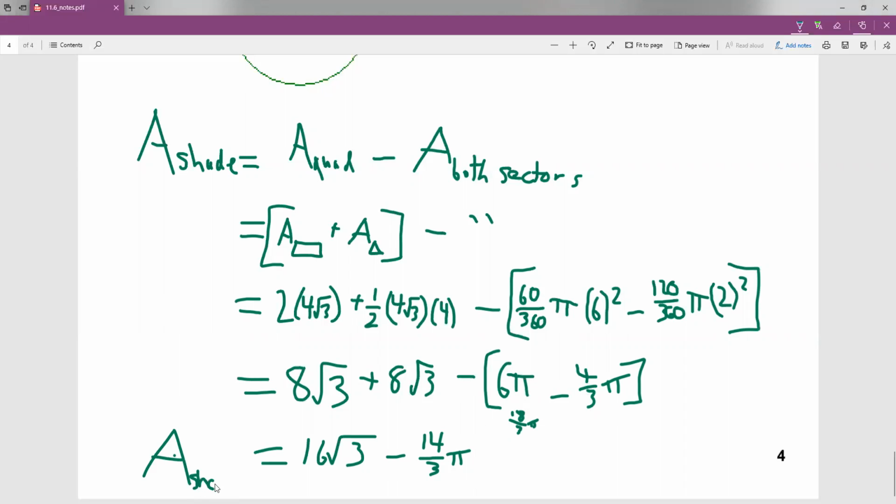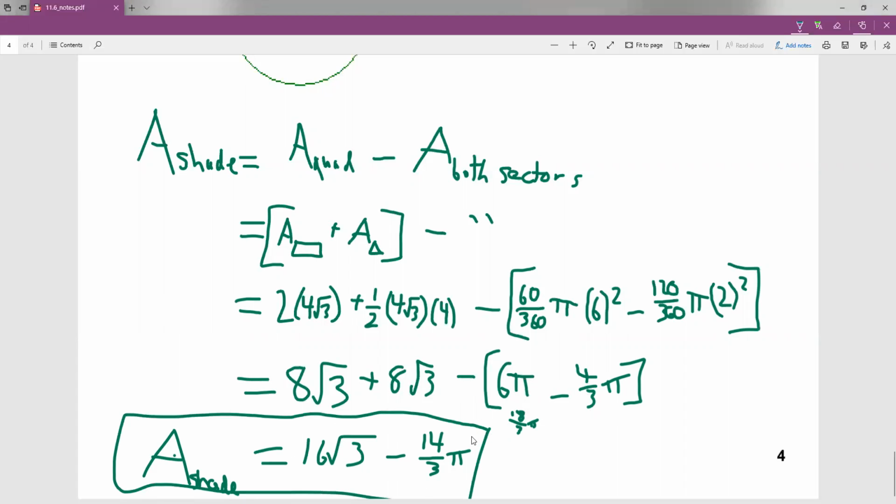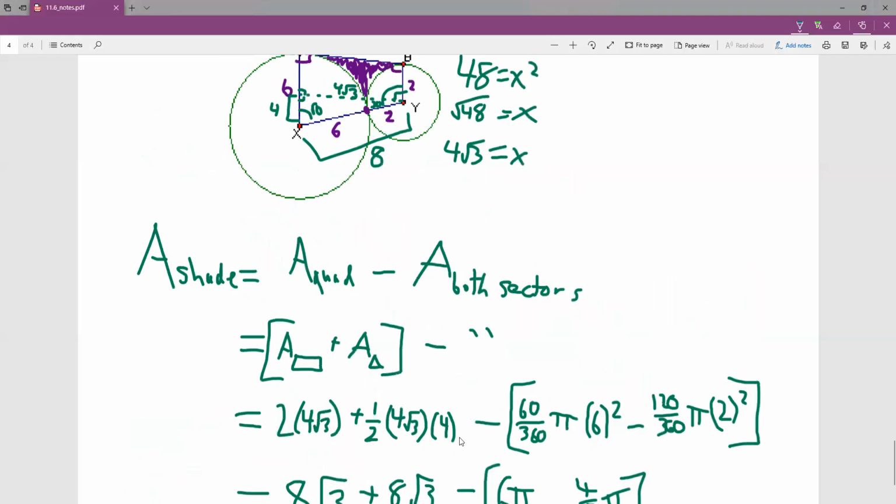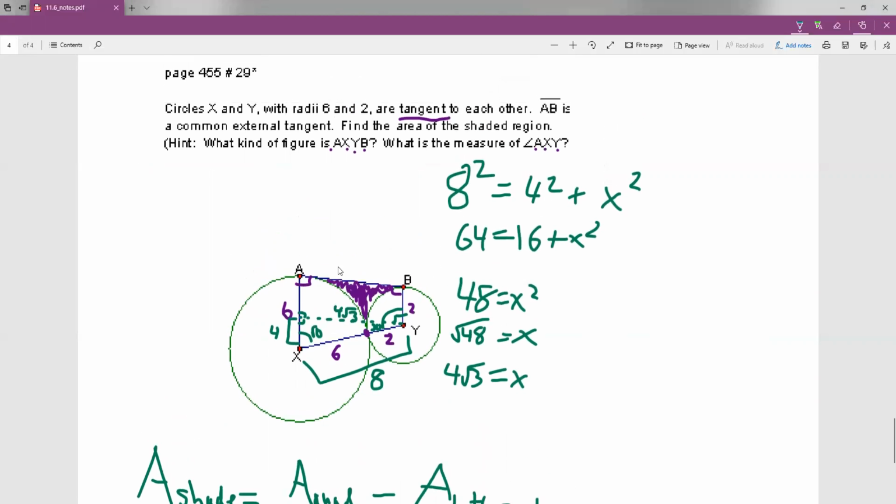All right, so we did it. This is going to be probably the most involved type of problem you guys are going to do. Just to recap this problem: in order to find the area of the shaded region, we constructed a line that made this into a rectangle and this into a triangle. We subtracted the side here, 6 minus 2, to get this little bit, 4. We used the Pythagorean Theorem to find that third side, 4 root 3.